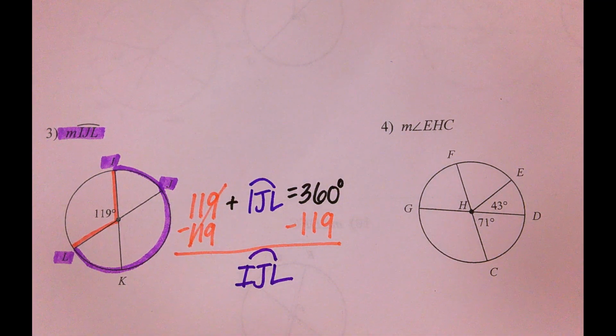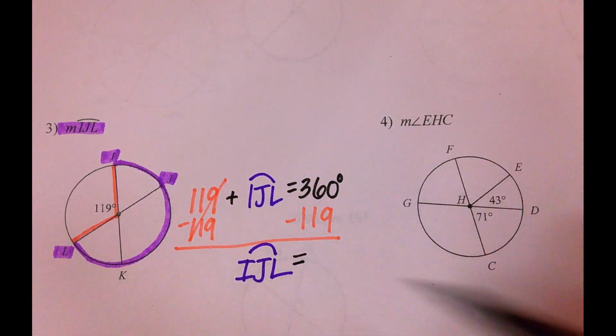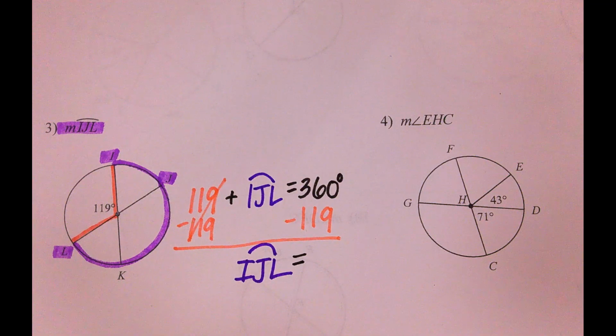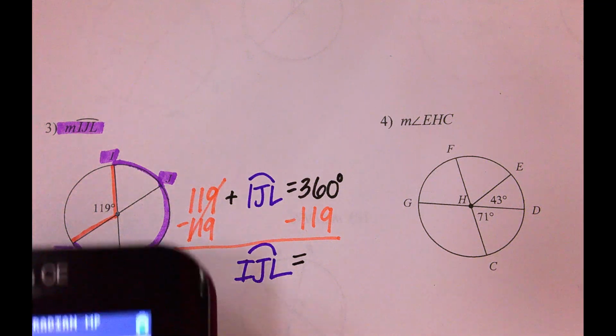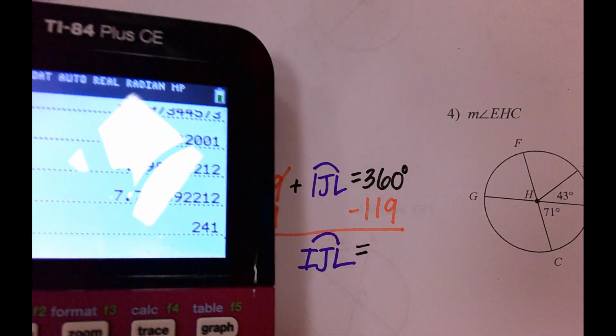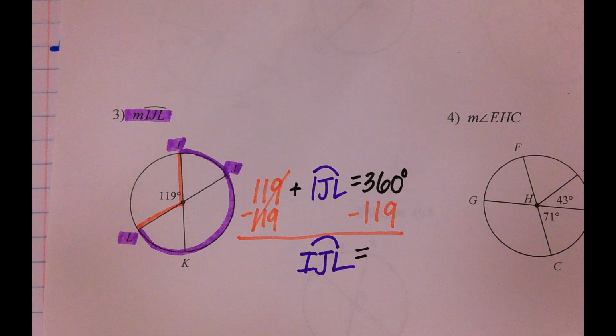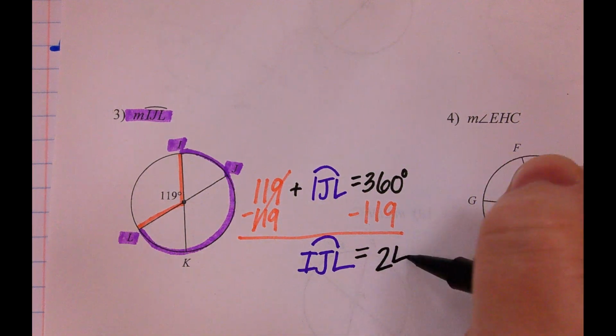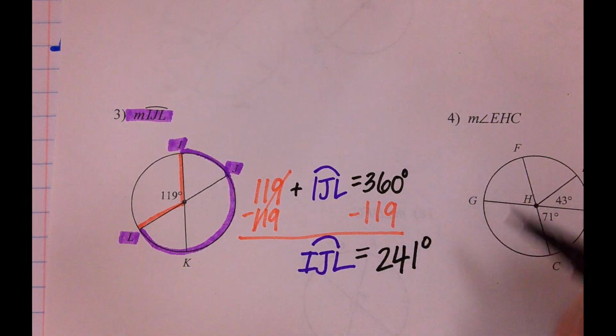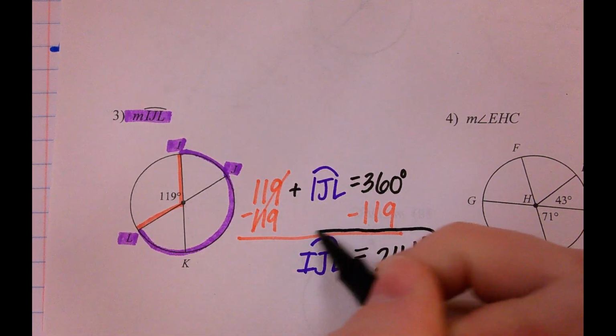241. 241 is what you got? Okay. Let's see. Double check it. I'm sure that's right. 360 minus 119. Yes. We did. 241 degrees. And so that's our answer.